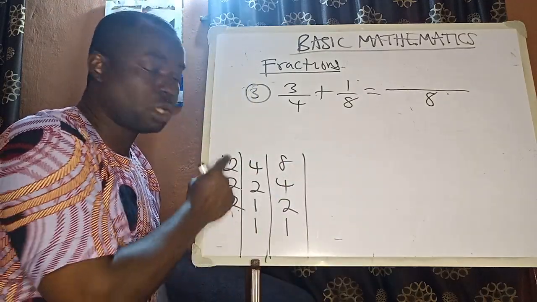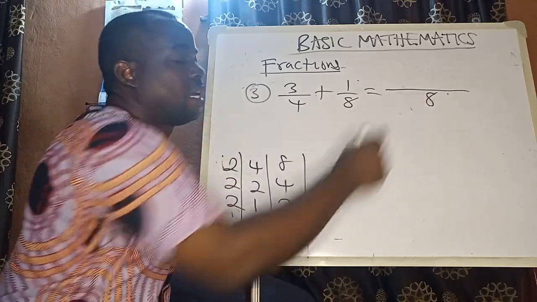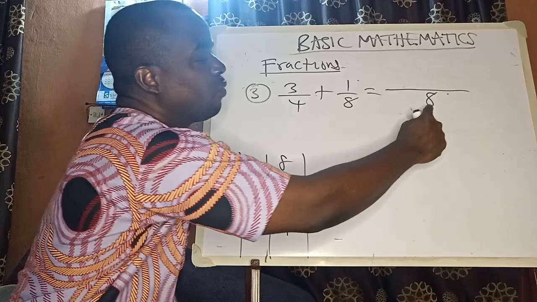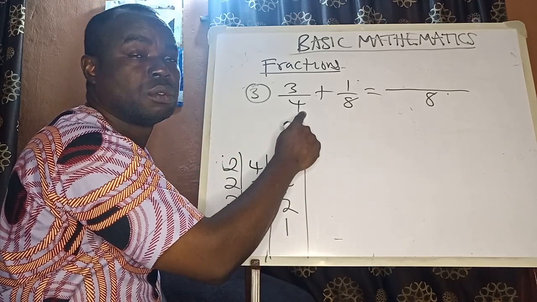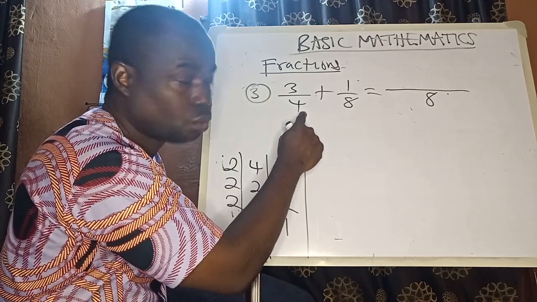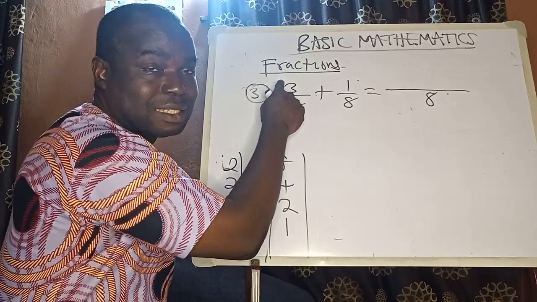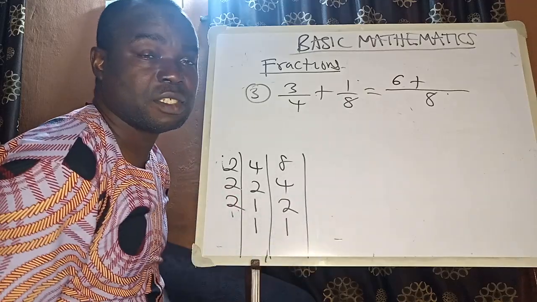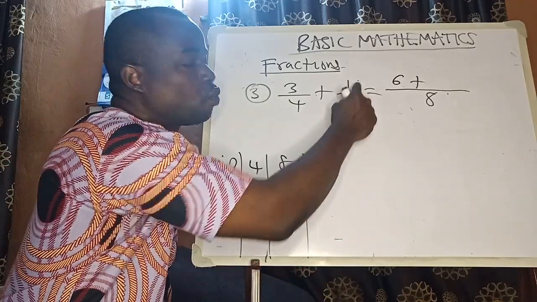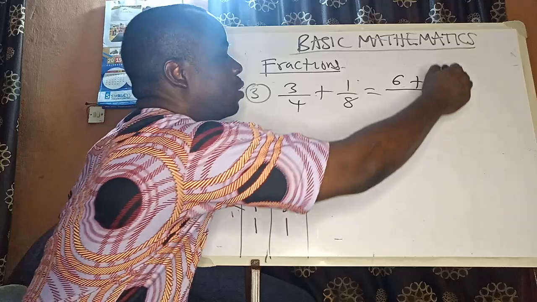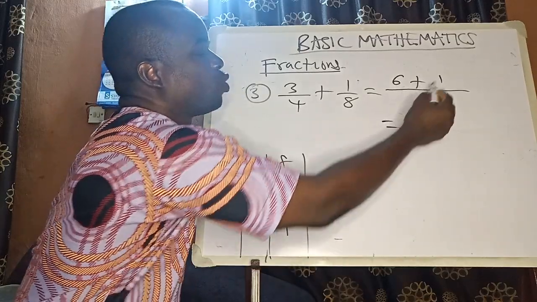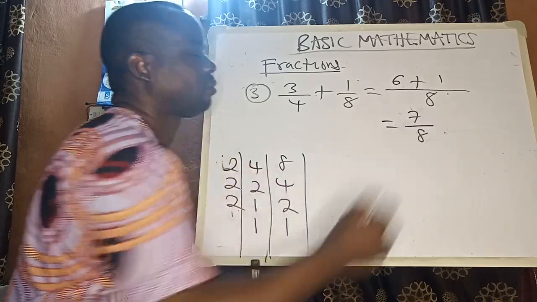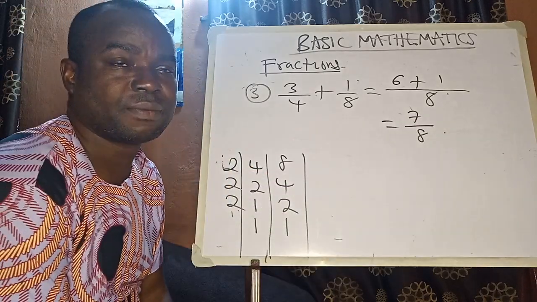Write this, the LCM you got here is 8. Put it here. Just follow it where I'm explaining it. Now, 8 divided by 4 is 2. 2 times 3 is 6. So you write it here. 8 divided by 8 is 1. 1 times 1 is 1. So the answer is 1. You now add it up. 6 plus 1 is 7/8. That's how to add fractions.